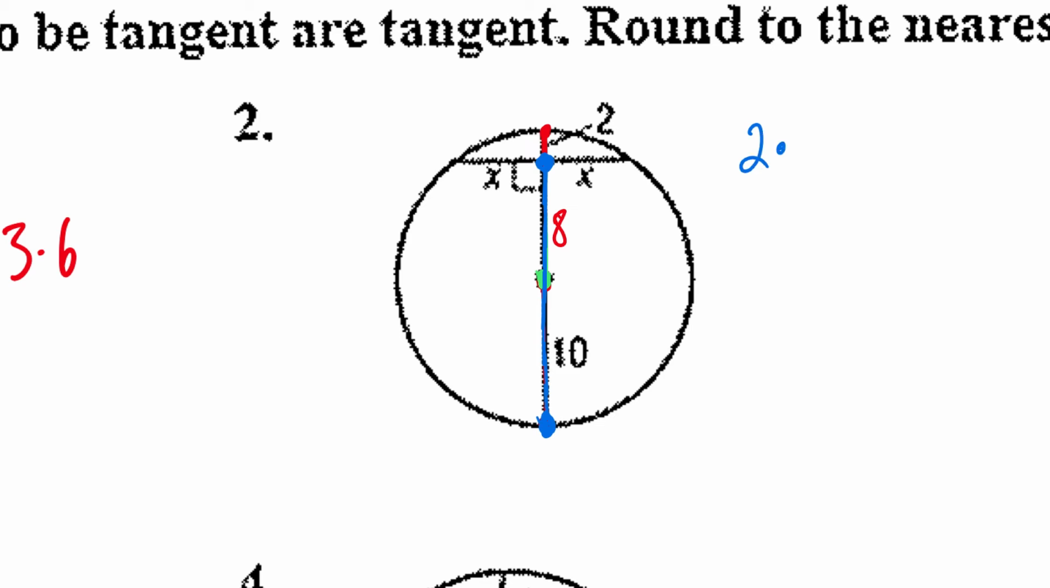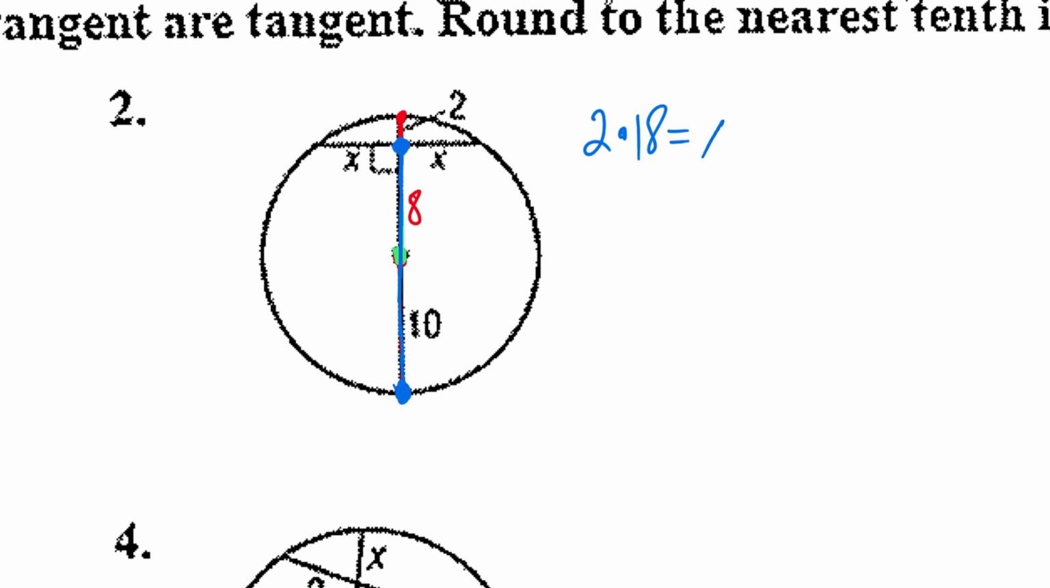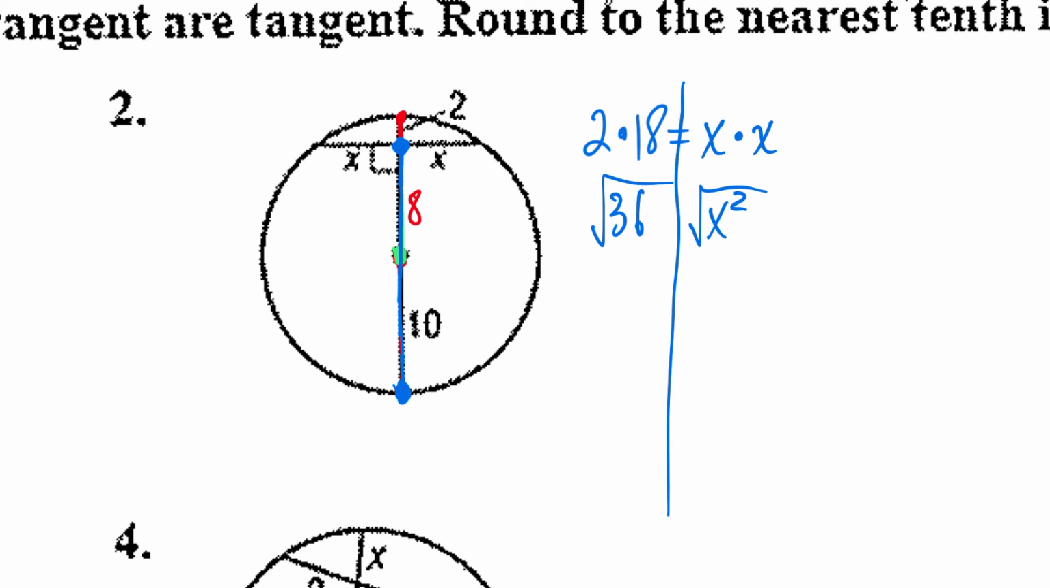Right? So 2 times 18 equals x times x. So 36 equals x squared. How do we get rid of a squared? The square root, which means x equals 6. And that makes sense. 2 times 18 is 36, and 6 times 6 is 36.